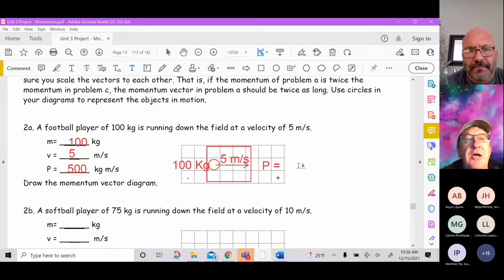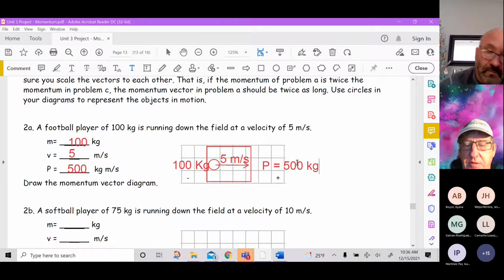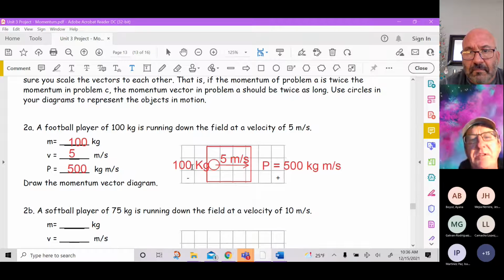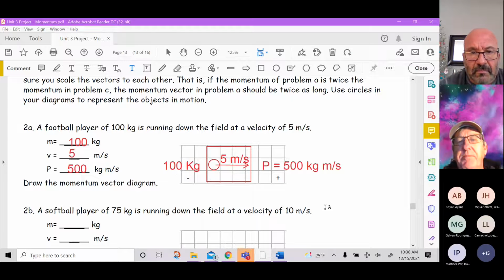And then finally, I need to label the momentum, which is this weird measurement of kilogram meters per second. So 3 parts of a diagram and 3 labels for each momentum.